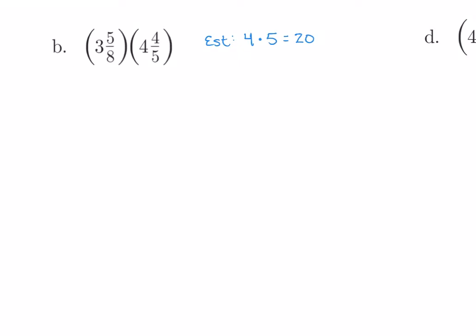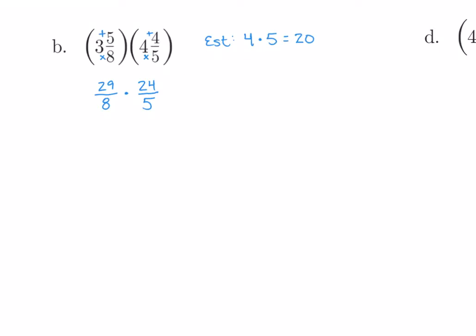All right, for our exact answer, let's go ahead and calculate this. So we get 8 times 3 is 24, plus 5 is 29. Keep the same denominator. Times. 5 times 4 is 20, plus 4 is 24, over 5.